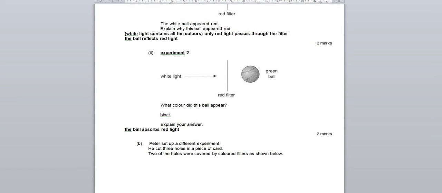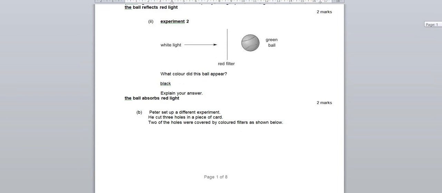And then in experiment 2, he shone white light through a red filter at a green ball. Well, a red filter will only let red light through, but then the green ball will absorb the red light, so it will appear black because no colours will be reflected. So it's because the ball absorbs red light.